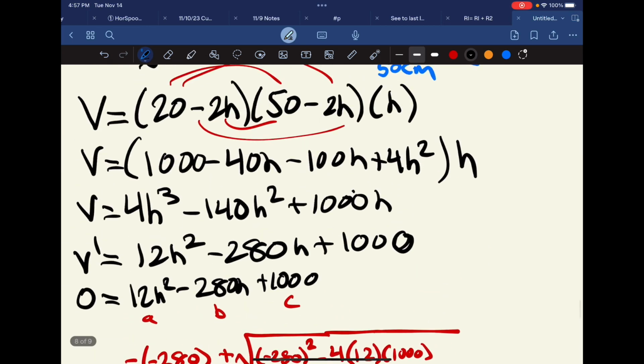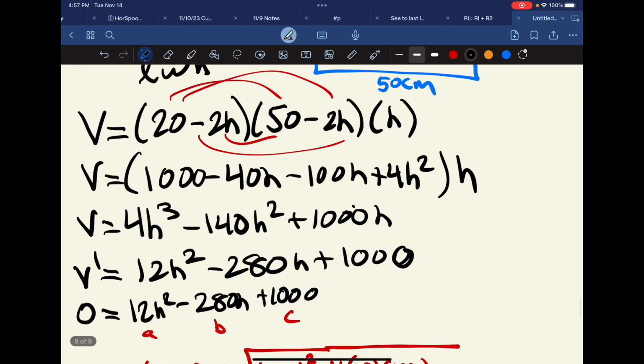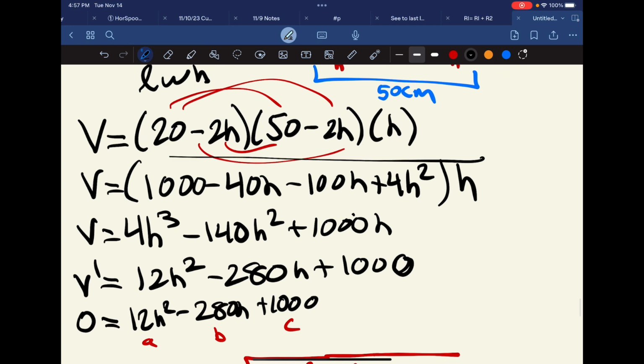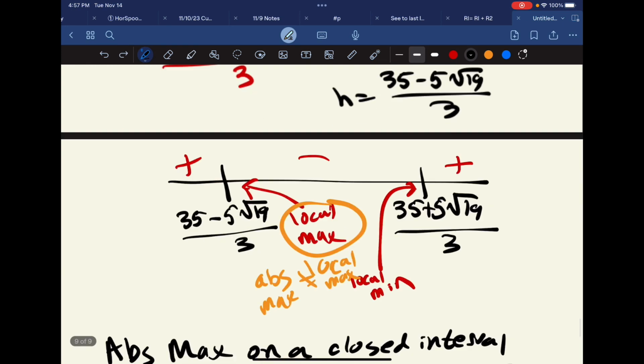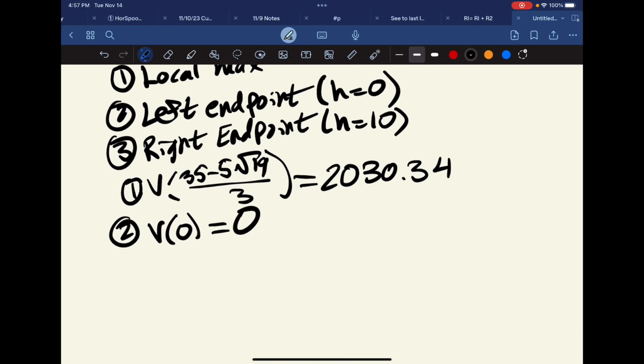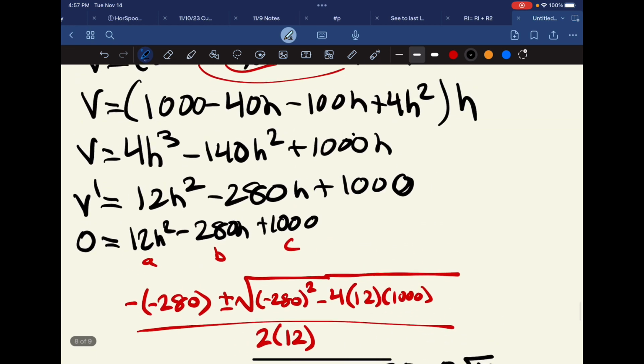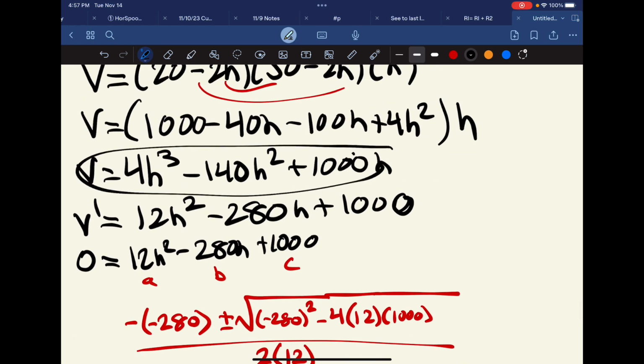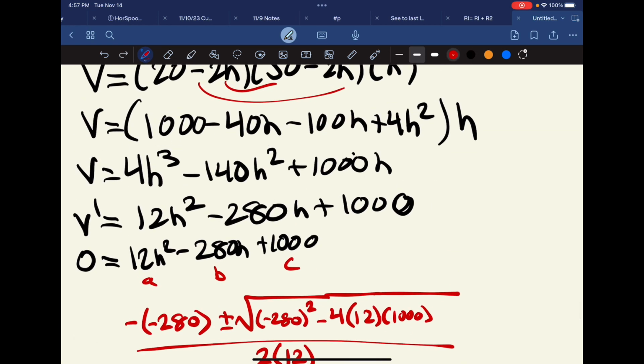So when we plug in 0 to our v, we get 0, right? Because this h multiplies everything, we get a 0. And then when we plug 10 into our v, we get 4,000, right? Because 10 cubed is 1,000, and 1,000 times 4 is 4,000.